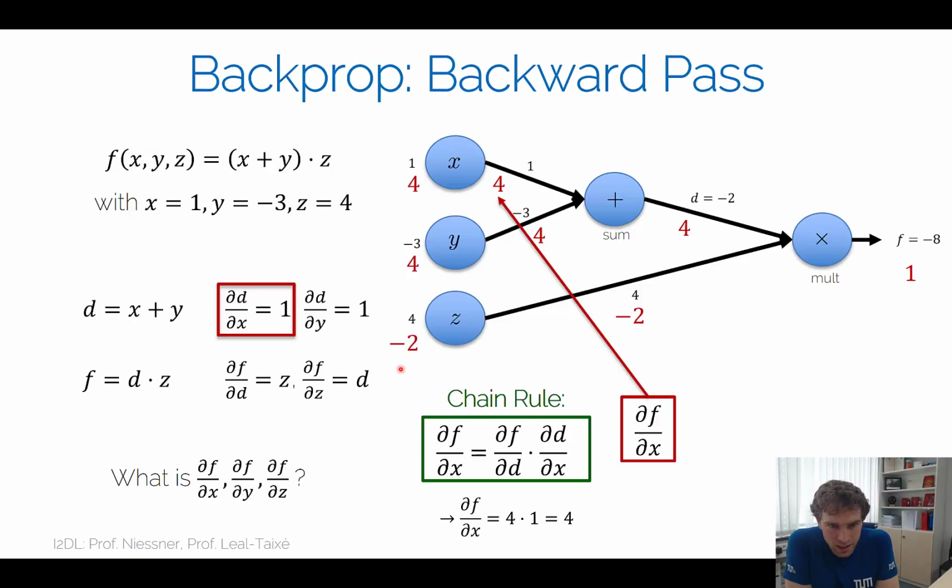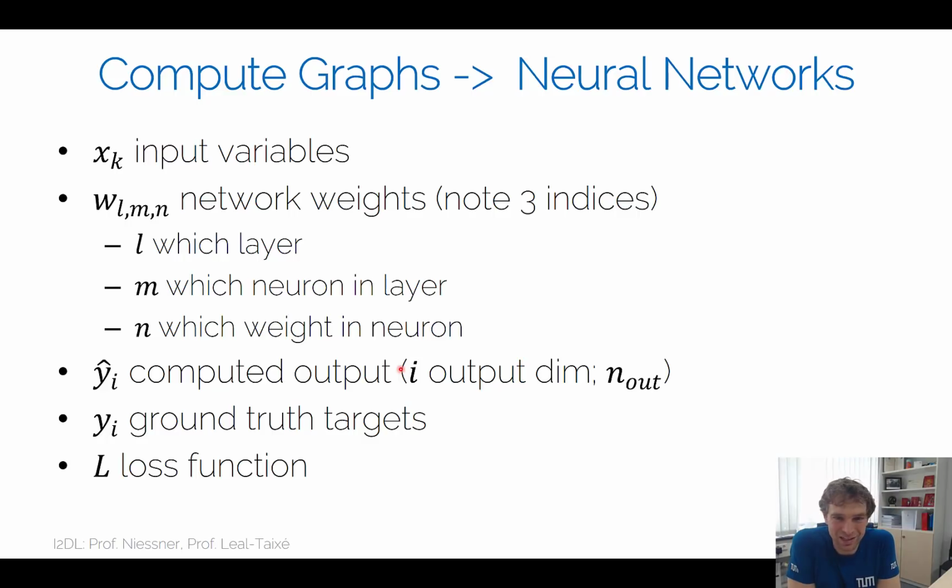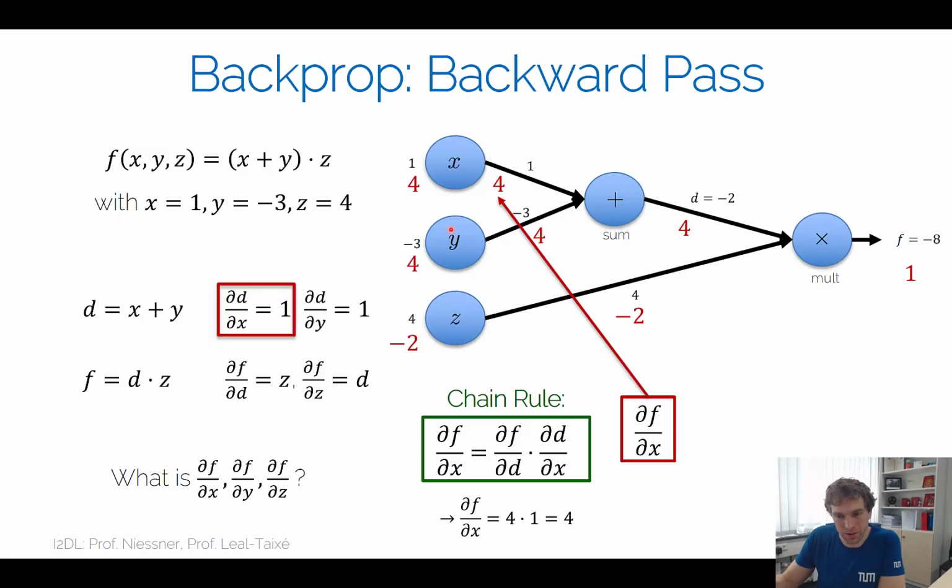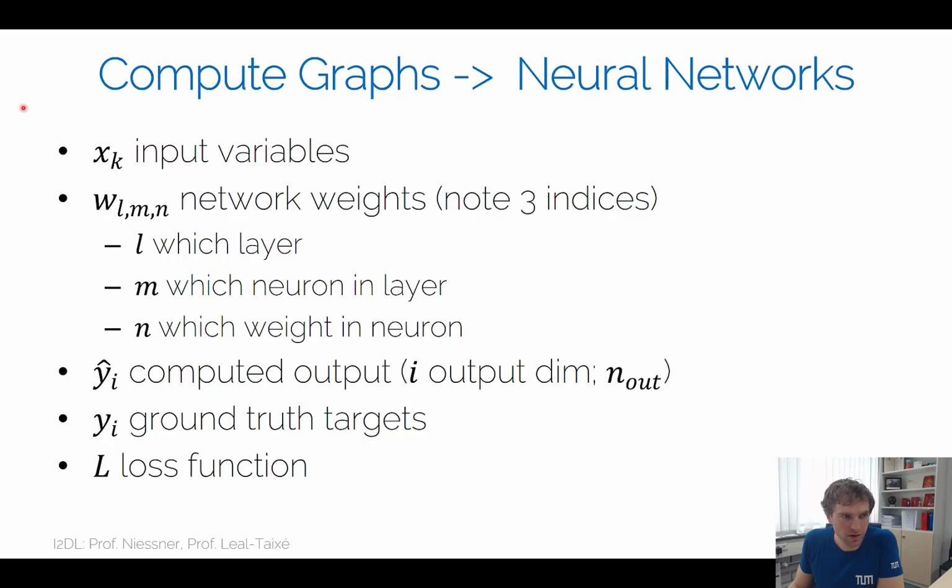Okay, let's have a look again at the notation. We had here in our compute graph the input variables xk. Again, this is a generic compute graph. Now I wanted to go back from compute graphs to neural networks. In our compute graphs here, we have the input variables xk. We have the network weights W with indices L, M, and N. Again, note the 3 indices. L tells you which layer, M tells you which neuron in a layer, and N tells you which weight in a neuron, like how many edges are incident to a neuron. This is how many neurons I have in a layer, and this tells you which layer. yi hat, we already had this a couple of times, is the computed output. i is the output dimension, and we have a total of n output dimensions, right? yi is the ground truth labels, and L is our loss function.